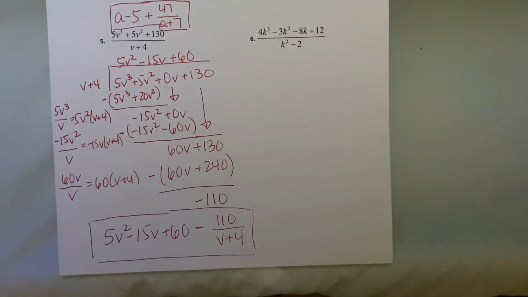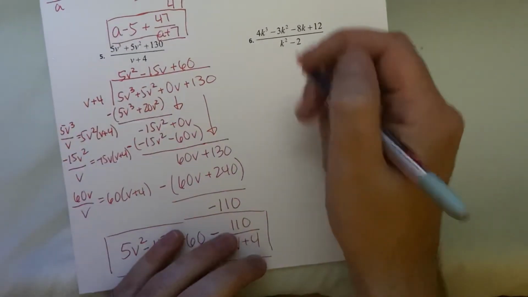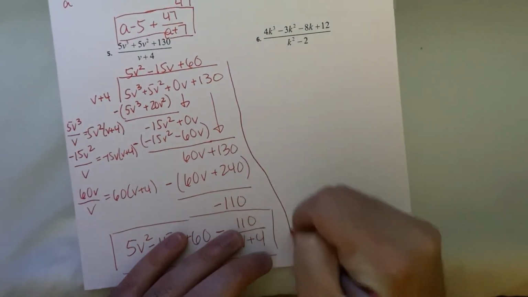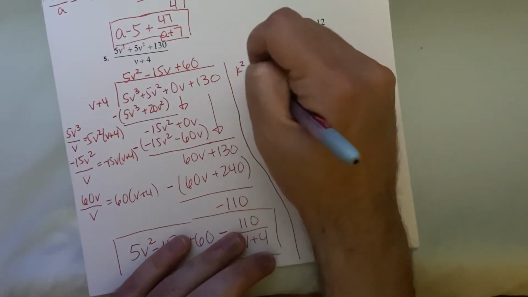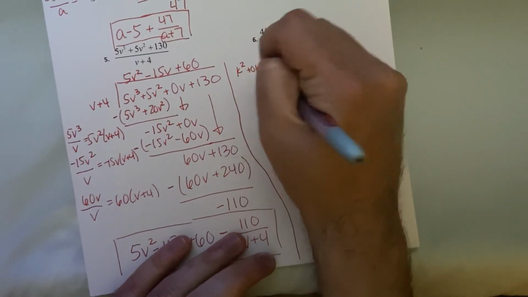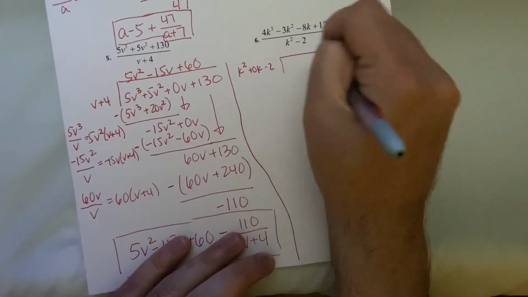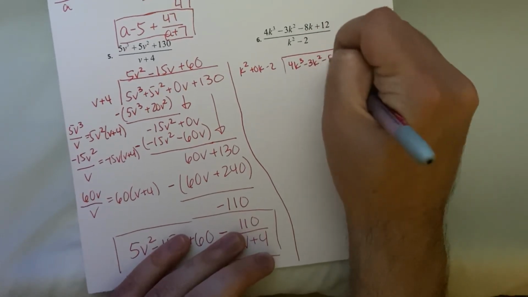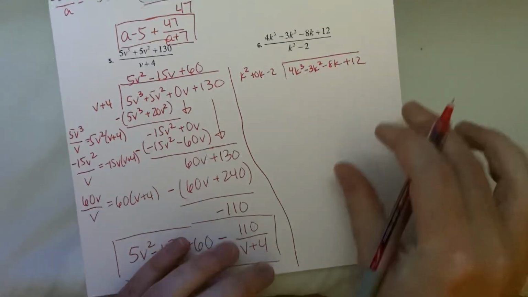Okay guys, let's finish number 7. Now if you recall from the last video, if the numerator is missing a term, you must add it in. The same generally goes for the denominator for spacing purposes. So I'm going to put a k squared plus 0k minus 2 out here for that reason. 4k cubed minus 3k squared minus 8k plus 12.